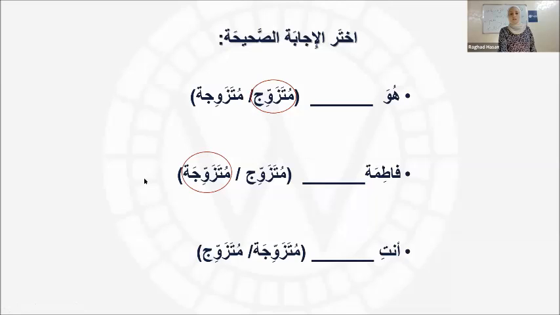And the last one, أنتِ. Joseph, أنتِ. First or second, متزوجة. متزوجة. ممتاز. Bravo. أنتِ متزوجة. أحسنت. So the first one is أنتِ متزوجة. ممتاز.